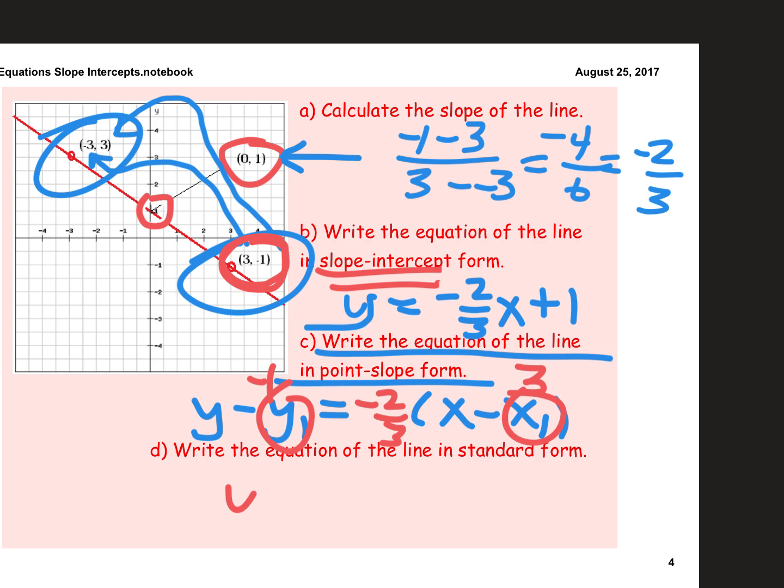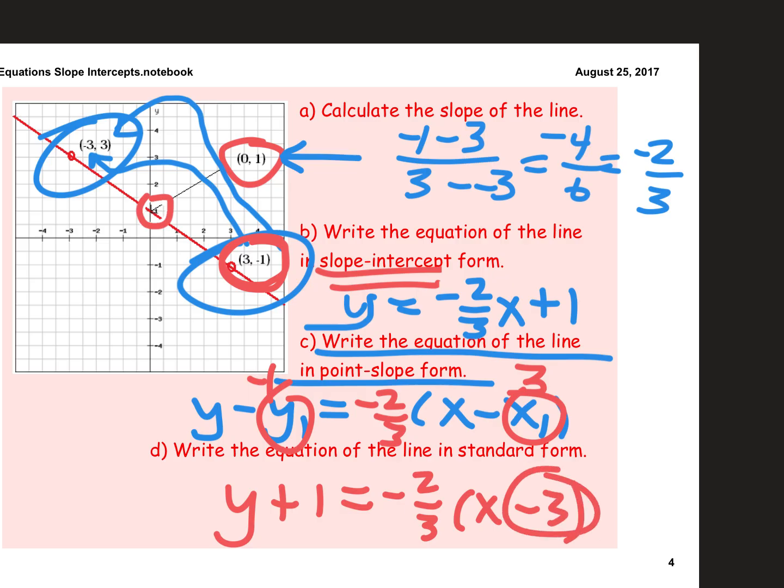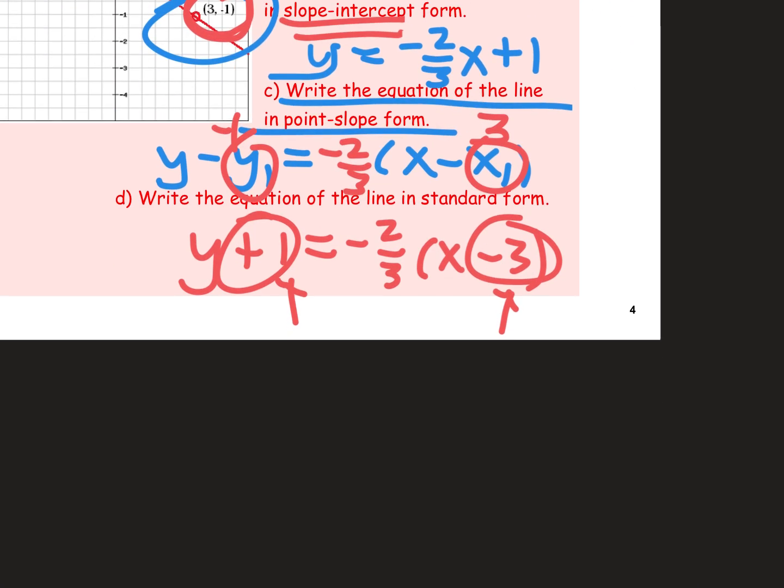I'm going to clean this up now and write y plus 1 equals negative 2/3 parentheses x minus 3. And again, if you had put in the other points, you'd have different numbers here and here. Just make sure that it follows that opposite rule I told you before. Like our point here was 3, negative 1, and now I switched them, and now I have a positive 1 and a negative 3. Okay. All right, and is this in standard form? No. That's the last question, is how do you get standard form?